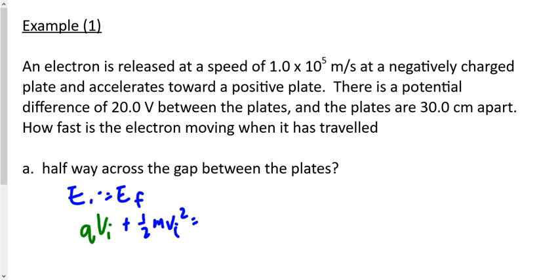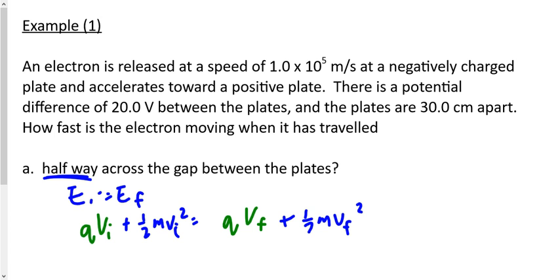Now, when the car has gone halfway down the hill, what kind of energy does it have? Both. It has mgh and it has 1/2 mv squared: potential energy and kinetic energy. But it doesn't really have gravitational potential energy. It has electric potential energy. But otherwise, it's exactly the same.